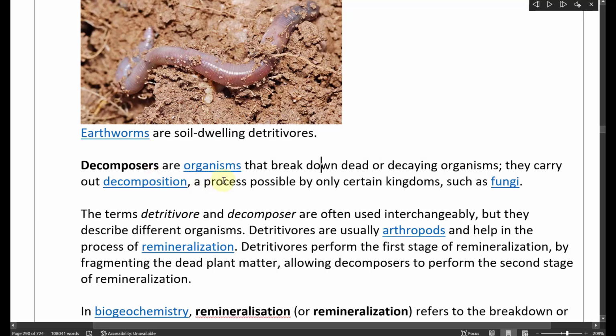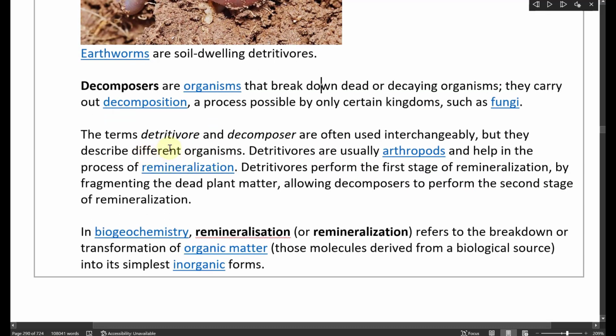They carry out decomposition, a process possible by only certain kingdoms, such as fungi. The terms detritivore and decomposer are often used interchangeably, but they describe different organisms. Detritivores are usually arthropods, or insects, etc., and help in the process of remineralization. Detritivores perform the first stage of remineralization by fragmenting the dead plant matter, and then this allows decomposers to perform the second stage of remineralization.